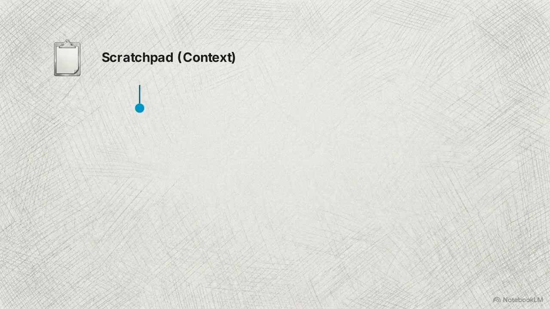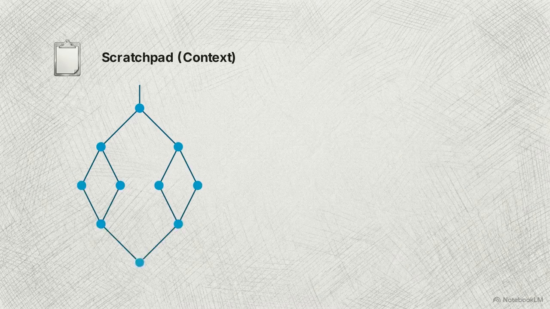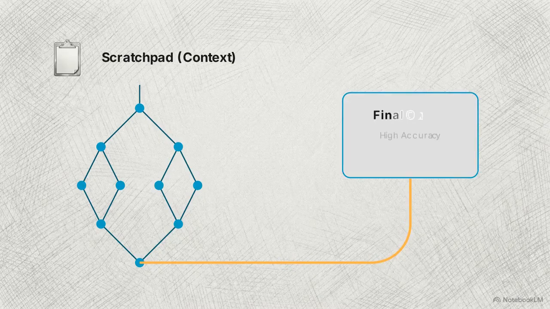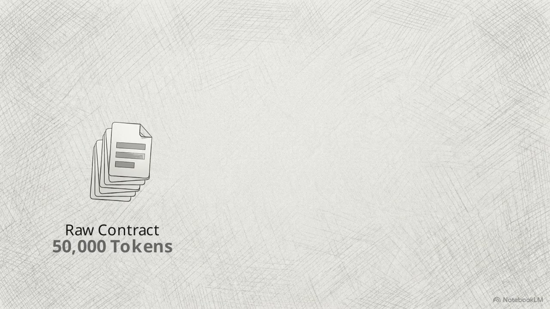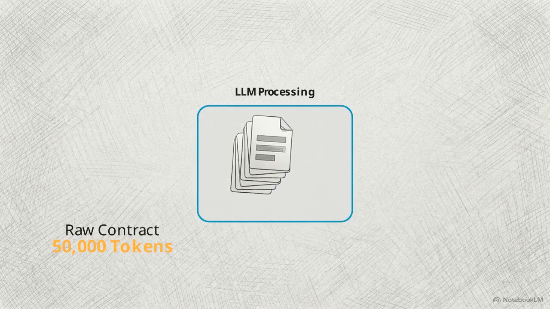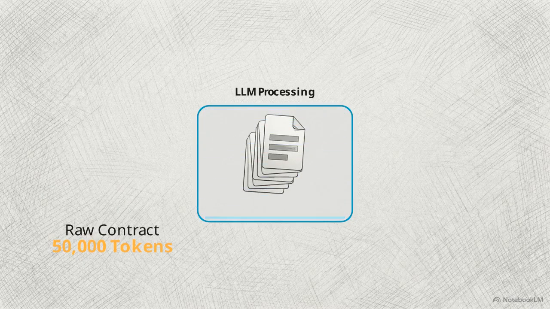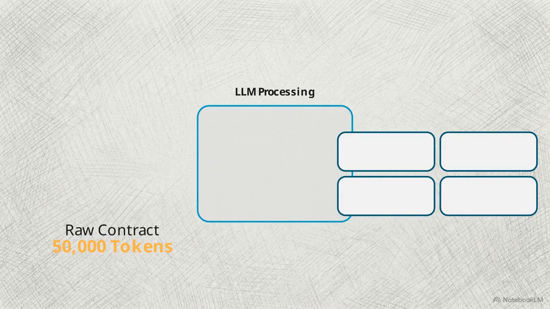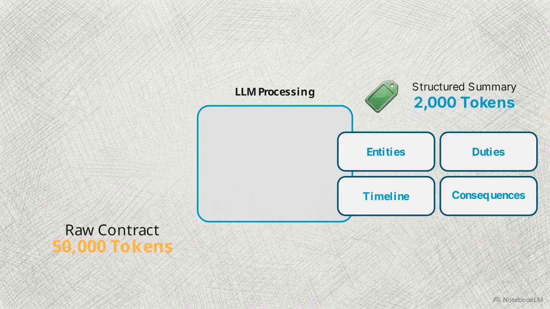This chain of thought reasoning becomes part of the current context. The model reads its own reasoning to arrive at a more accurate final answer. We also use summarization as a context creation tool. Processing a 50,000 token legal contract in its raw form is inefficient and costly. We instruct the model to extract the core terms into a structured table, identifying parties, obligations, deadlines, and penalties. This process reduces the input from 50,000 raw tokens to roughly 2,000 highly usable tokens.